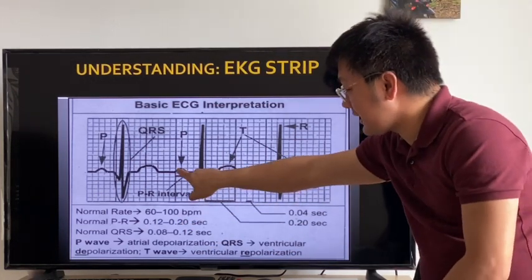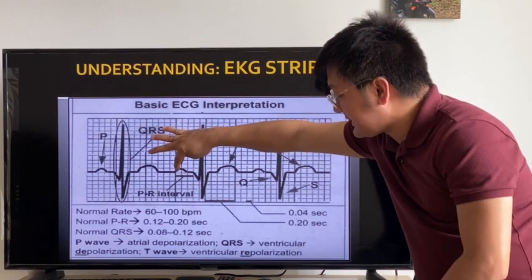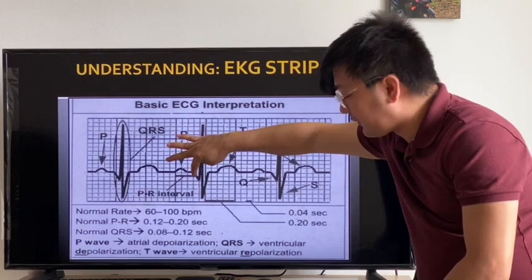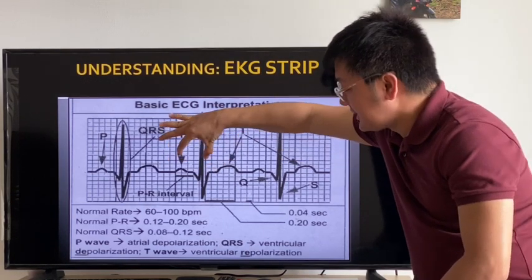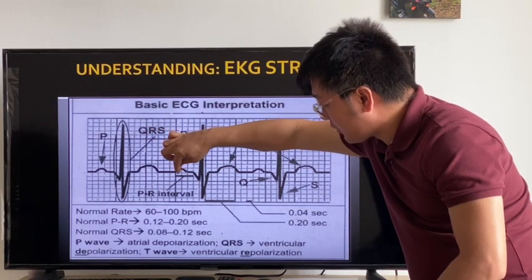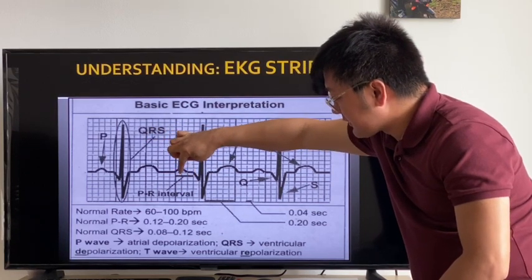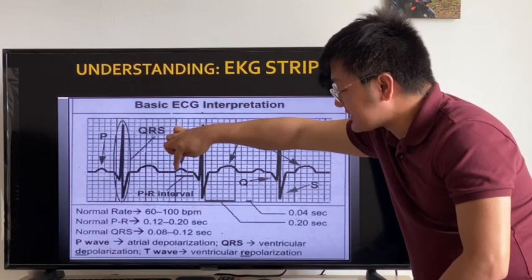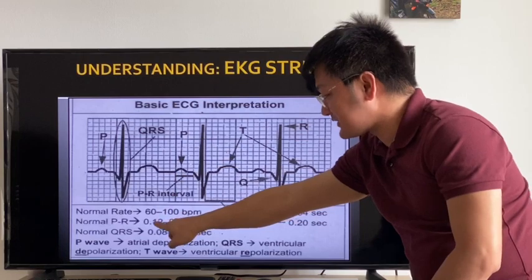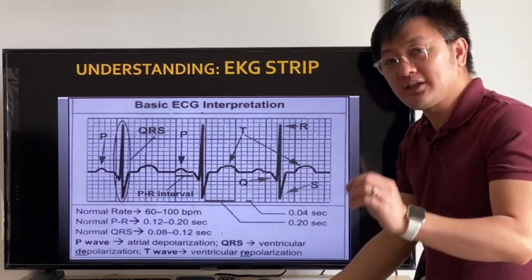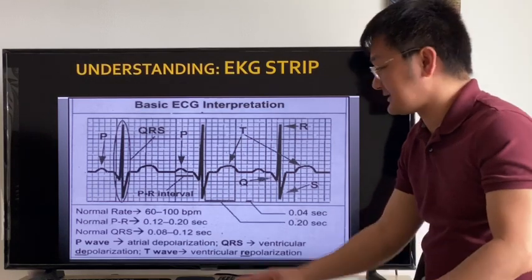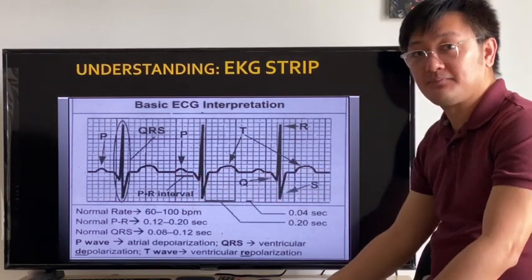This is your PR interval. The beginning of your P wave and this part, okay? Before it touches your QRS complex. So this is your PR interval. How many small boxes are these? 1, 2, 3. Three small boxes. One small box is 0.04. Multiply that by 3, it's 0.12. The normal is 0.12 to 0.20 or 3 to 5 small boxes. That's your PR interval, okay?